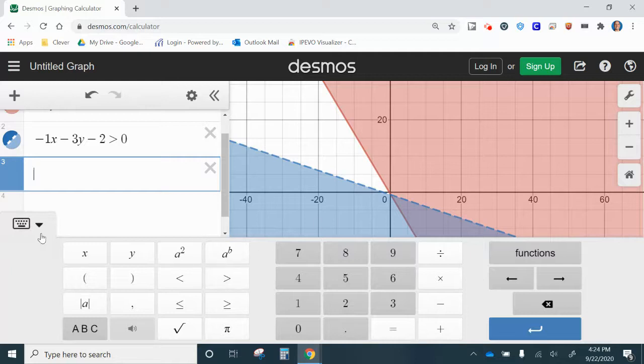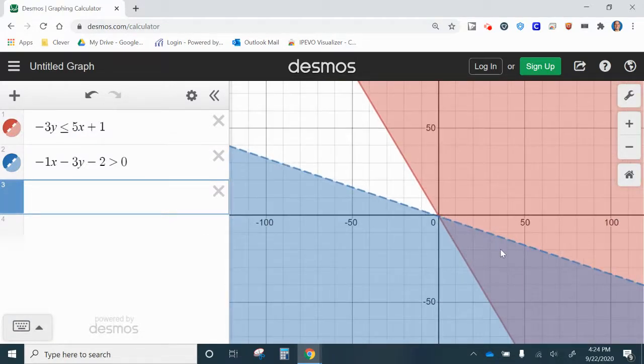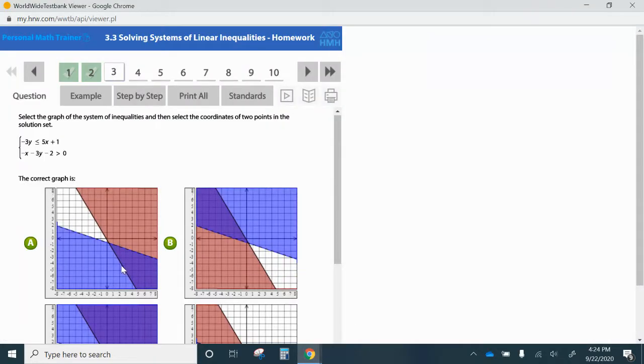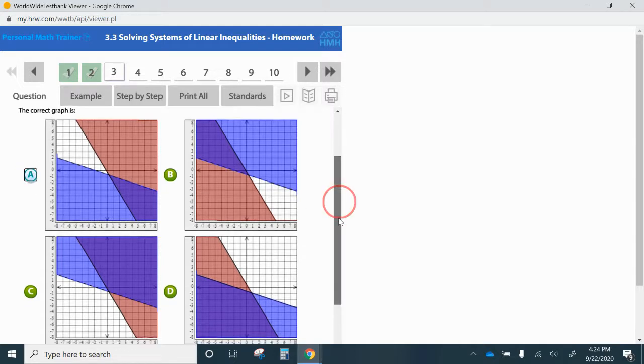All right, zoom out a little bit so we can see. We're looking for the overlapping region that's there. So let's see the answer choices. It looks like the answer is A.